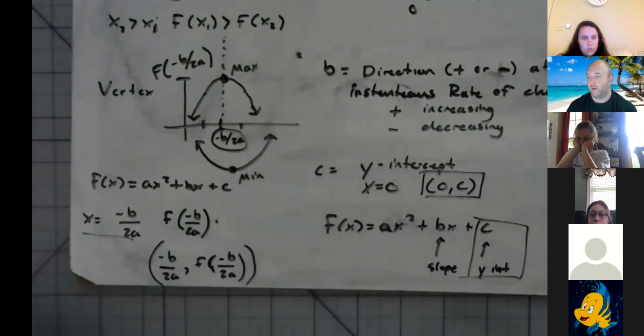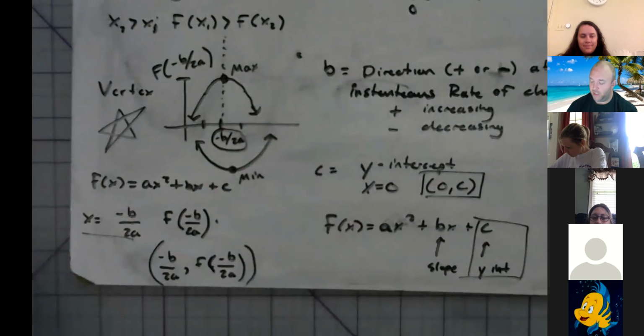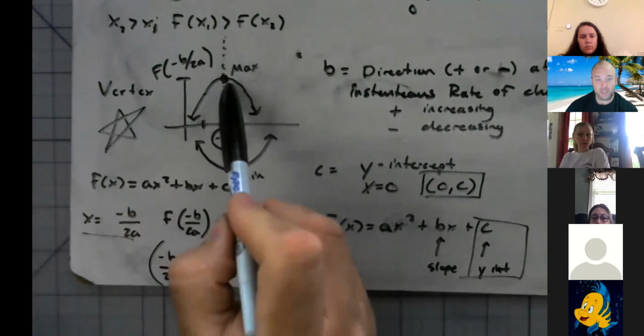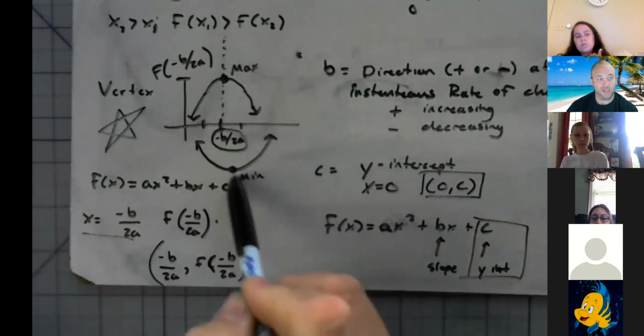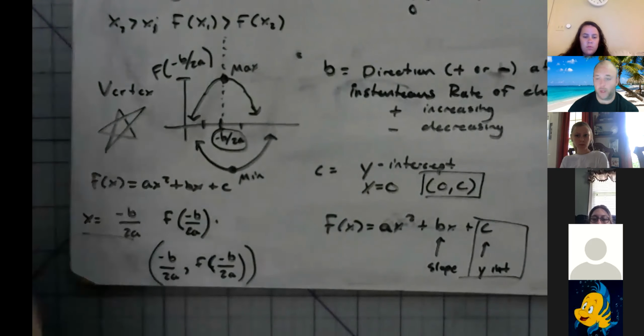Let me pause there. Thoughts, ideas, feelings about it? I'm going to put a big old star by this one because in the business world, we want to know where we're maximizing profit, revenue, minimizing cost. So it's going to be good to know how to find those peaks and valleys. Okay.